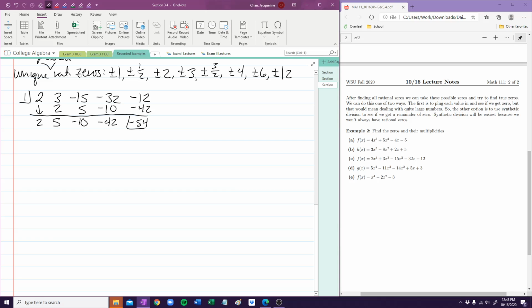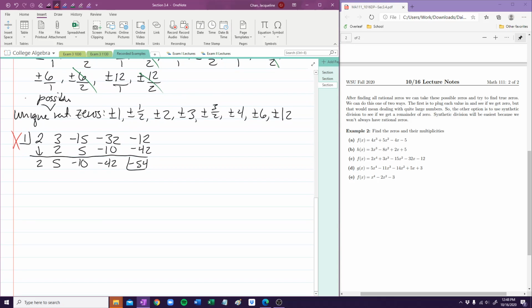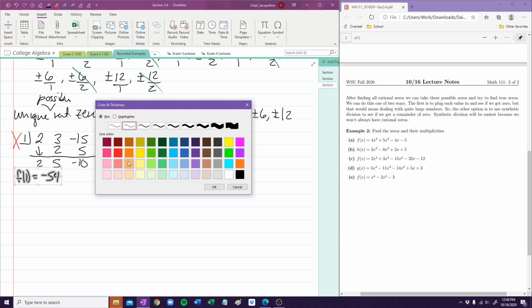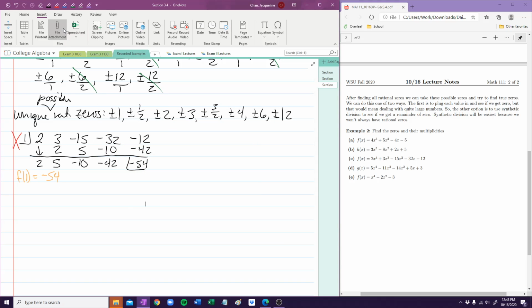Now, since our remainder is not 0, what does this mean? This means 1 is not a 0 to our polynomial. If you want to do it this way, you can say if you found f of 1 instead, you'd have found it to be negative 54. Maybe it should be a different color to show that it's not part of our solution. So now I'm going to try negative 1.